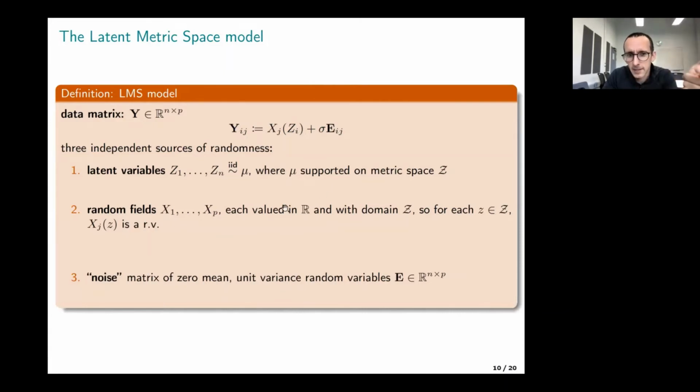And we need to add a bit more mathematical structure to this basic structure here to be able to prove things. And I'm going to assume that Z is compact.